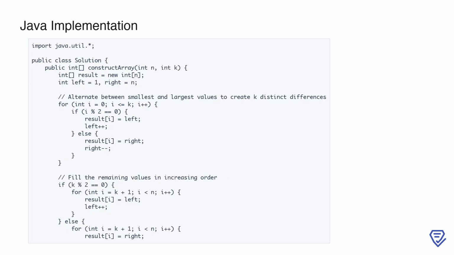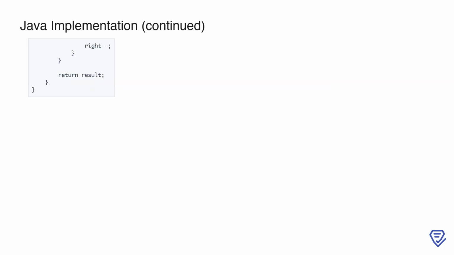The for loop iterates through the first k plus 1 elements of the result array. If the current index i is even, we assign the value of left to result[i], and increment left. Otherwise, we assign the value of right to result[i], and decrement right. This alternating approach ensures that the differences between consecutive elements are distinct, satisfying the requirement for k distinct differences. Once this loop completes, we have the first k plus 1 elements populated. Next, we handle the remaining elements of the array, from index k plus 1 to n-1.